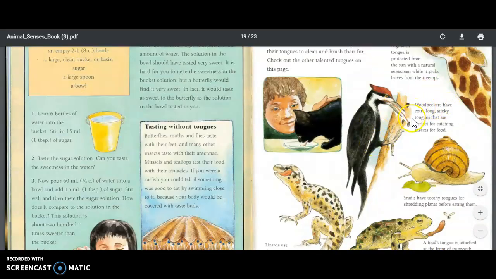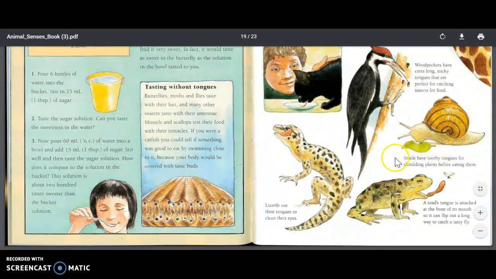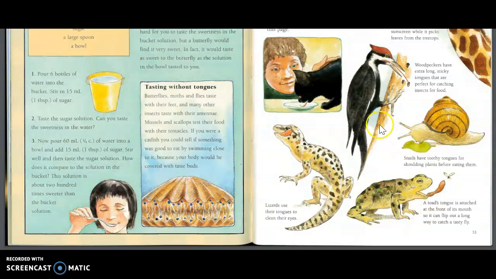Woodpeckers have extra long sticky tongues that are perfect for catching insects for food. Snails have toothy tongues for shredding plants before eating them. Look at this lizard. Ugh. Lizards use their tongues to clean their eyes. And last but not least, the toad. A toad's tongue is attached at the front of its mouth so it can flip out a long way to catch a tasty fly. Wow.